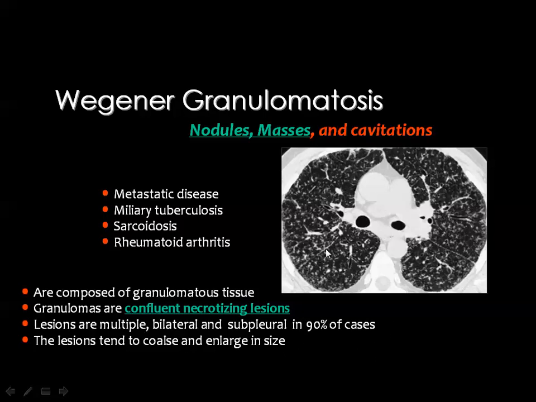at first, pulmonary nodules that are scattered throughout both lung fields, and these lesions are numerous, bilateral, subpleural in 90% of the cases, and after that the lesions will coalesce and enlarge in size and later on cavitate. Then we start with nodules, then masses, and cavities. At the stage of nodules, the differential diagnosis of this appearance includes, as you remember, metastatic disease, miliary TB, sarcoid, and rheumatoid lung.